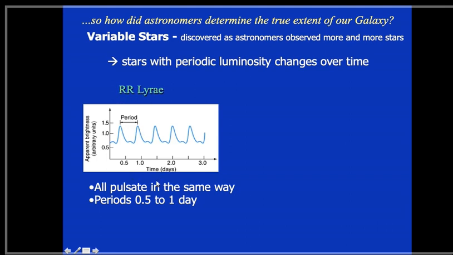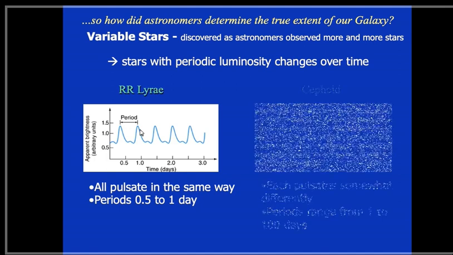All RR Lyrae stars pulsate in a similar way, and they have periods of about half a day to 1 day. So the difference between this peak position here and the next is the length of time from one bright position to another bright position, and we call it the period. And so the periods for RR Lyrae are relatively short.